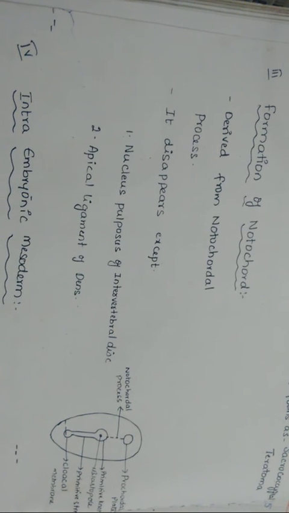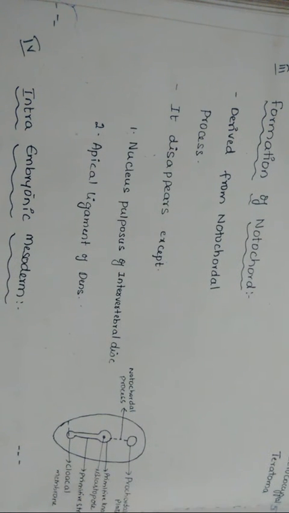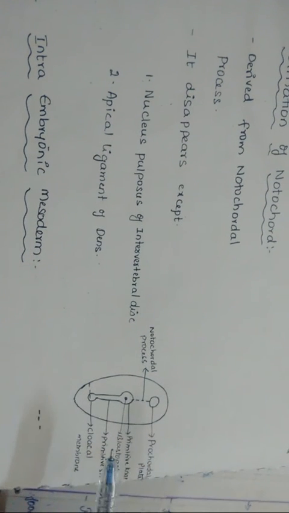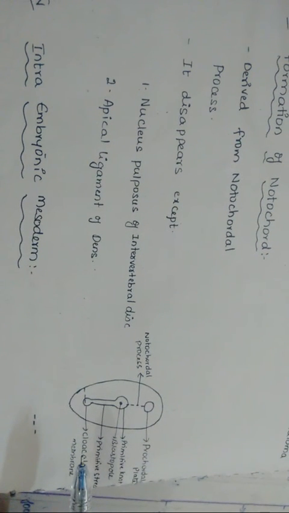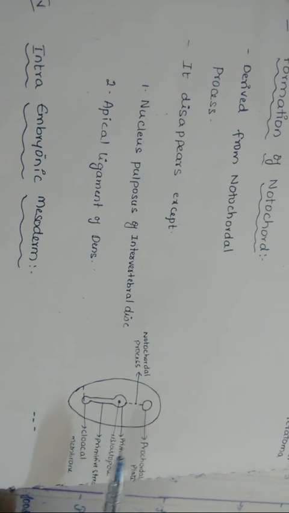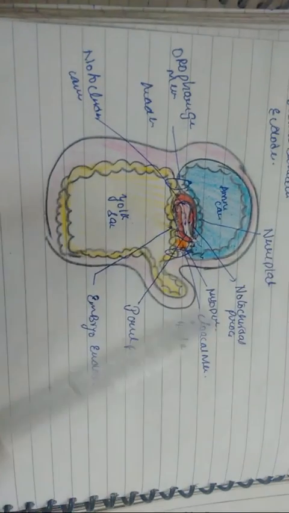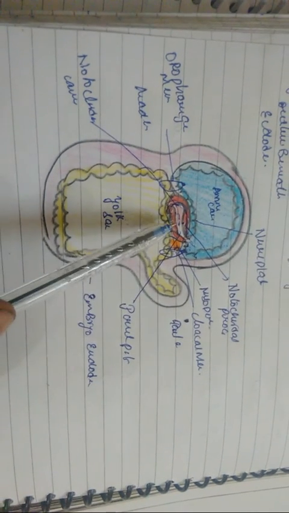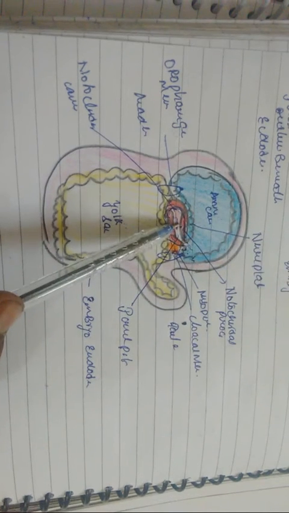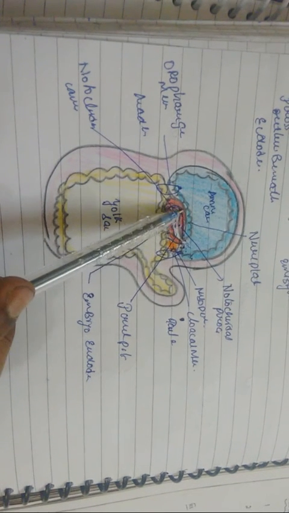So it is derived from the notochordal process. It disappears except at the nucleus pulposus of the intervertebral disc and the apical ligament of dens. And in the diagram, something is written: cloacal membrane, primitive streak, blastopore, primitive knot, notochordal process, and the prochordal plate. So let us go with the first one, that is formation of notochord. I have told you this is a notochord here. So this is derived from the notochordal process.